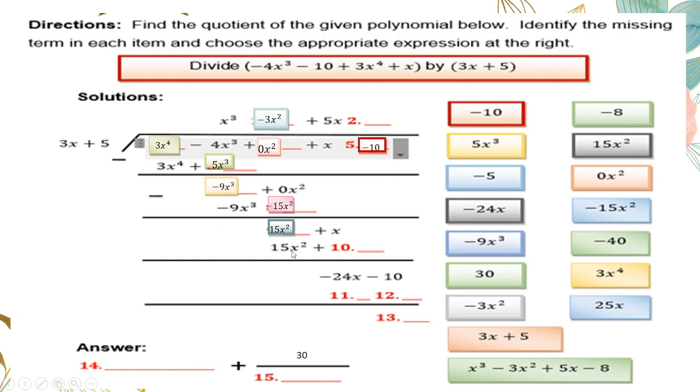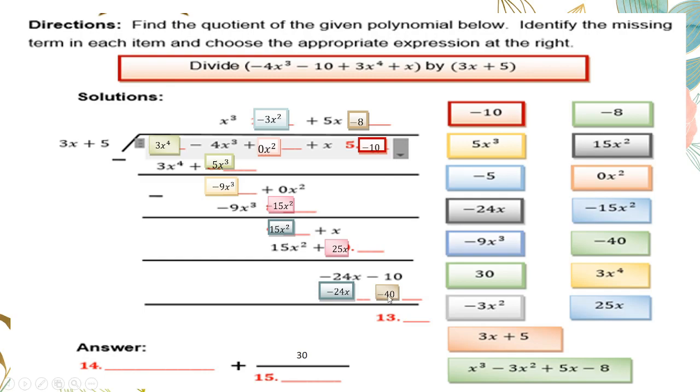5x times 3x is 15x squared. 5x times 5 is 25x. Change the sign. So x minus 25x is negative 24x. Bring down negative 10. Negative 24x divided by 3x is negative 8. Negative 8 times 3x is negative 24x. Negative 8 times 5 is negative 40.